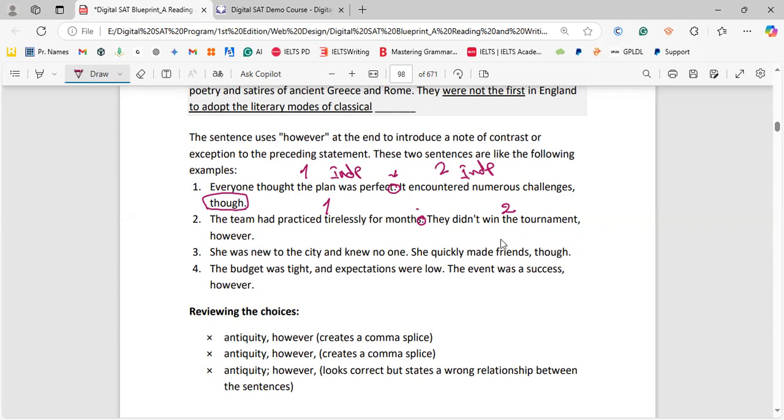Can I add another sentence here? A third sentence here? Yes. Would the third sentence affect the meaning between the first and the second? No. She was new to the city, knew no one. She quickly made friends, though. So this is a final "though." And this is also a final "however."